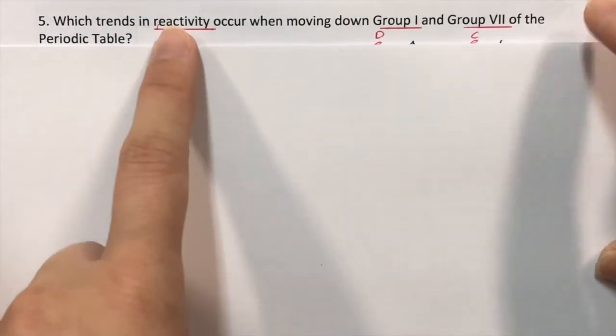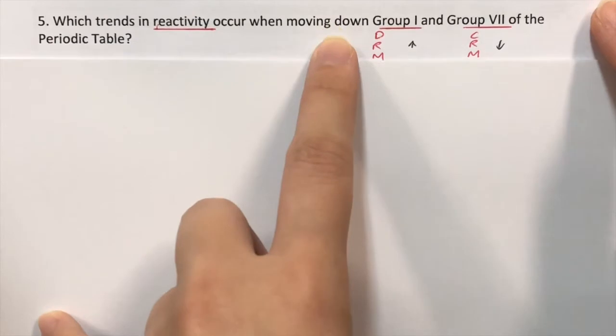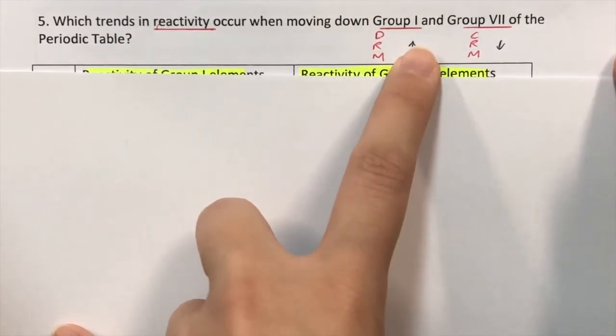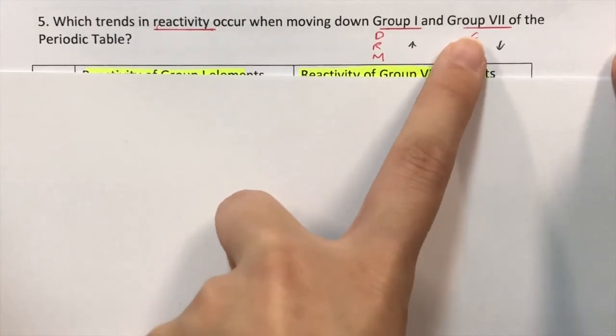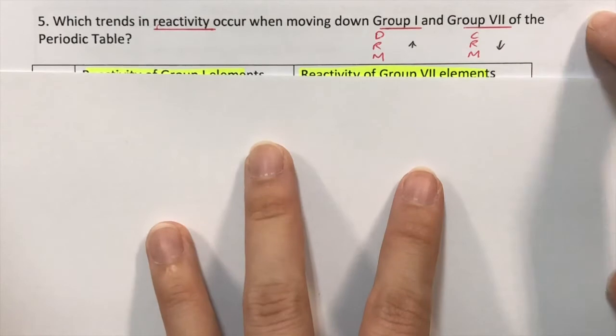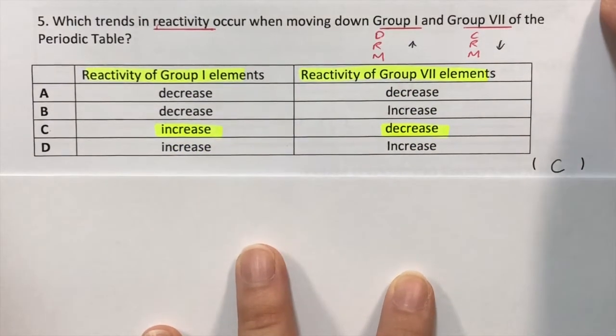Next question, they talk about reactivity in group 1 and group 7. So group 1 we always remember as DRM, where R, reactivity, increases. And for group 7 it is CRM, where reactivity is the opposite, it decreases. So by looking at that, we will see that the answer would be C.